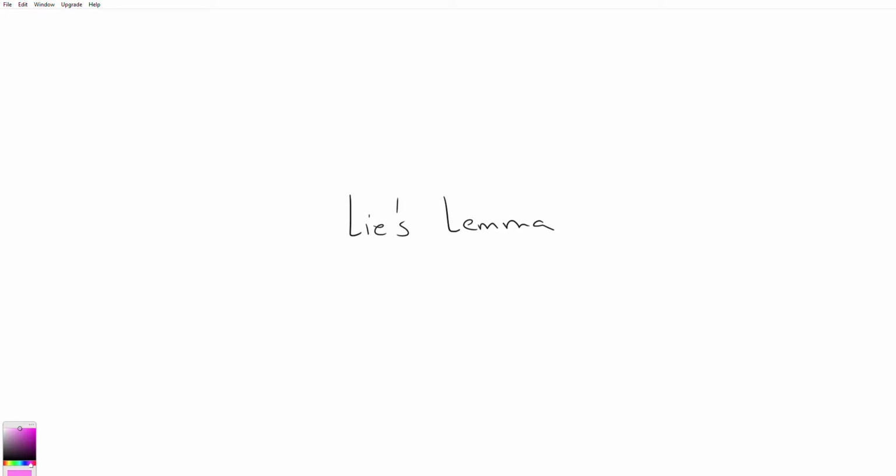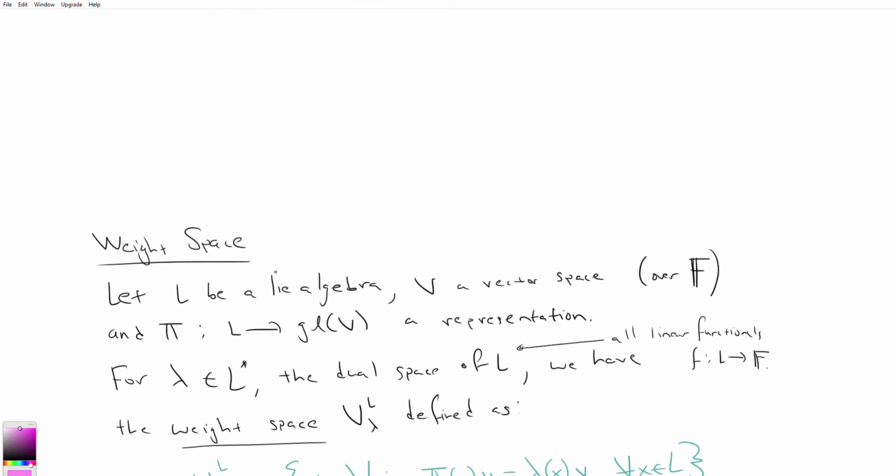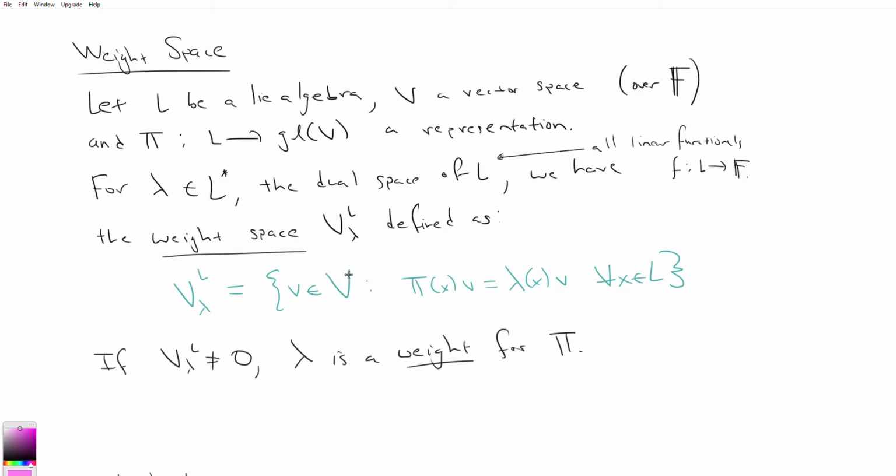Alright, so let's take a look at Lie's lemma, which is needed to prove something called Lie's theorem, which is related to Engel's theorem, except rather than a statement relating the concept of nilpotency to strictly upper triangular matrices, we relate solvability to upper triangular matrices. And so, in order to proceed with Lie's lemma, we actually have to introduce the notion of a weight space first. And so, the weight space is defined as follows.